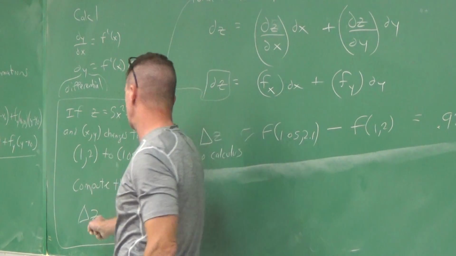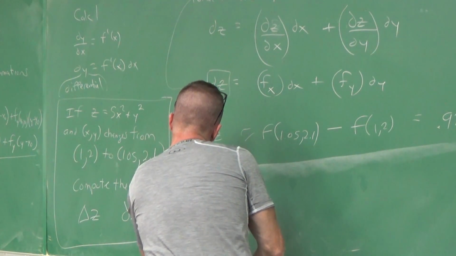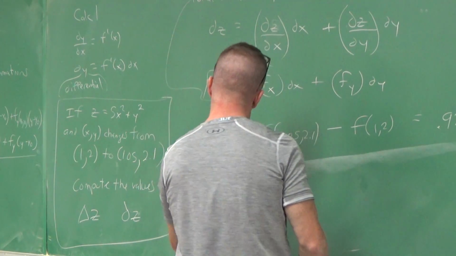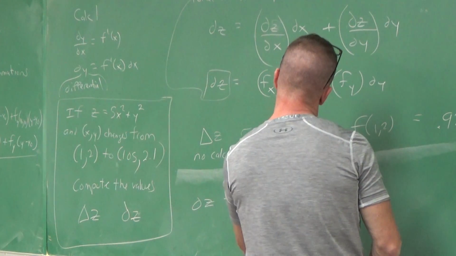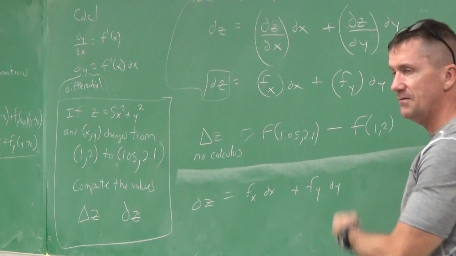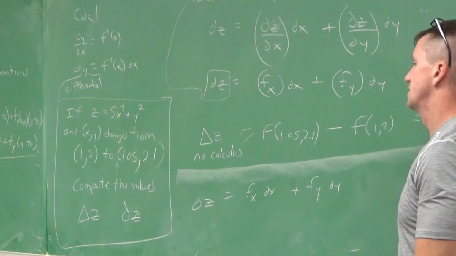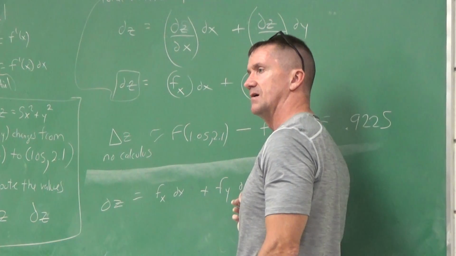Now this requires calculus. Let's find the total differential dz. Okay, first I'll write out the formula. Get the partial with respect to x, then multiply dx. Get the partial with respect to y, and then multiply dy. By the way, dx is the change in x, dy is the change in y.